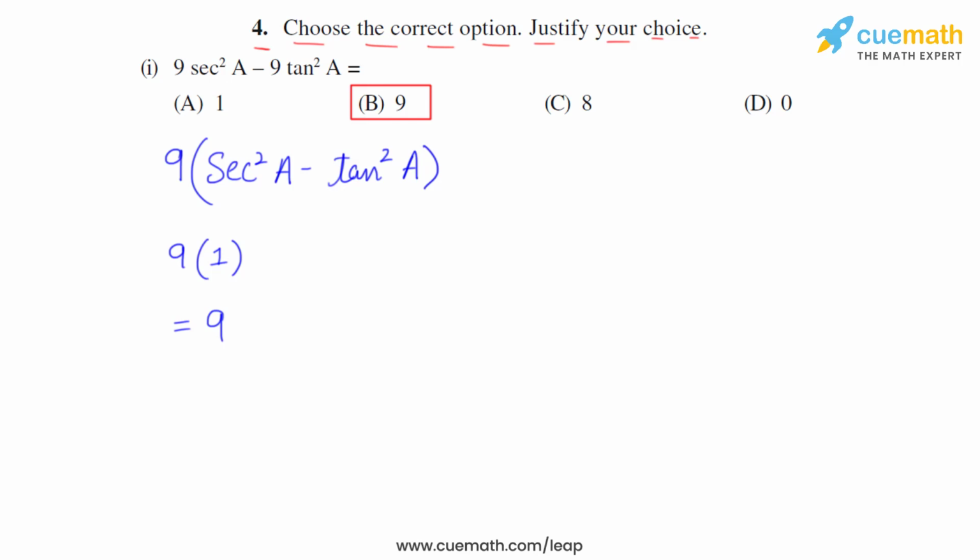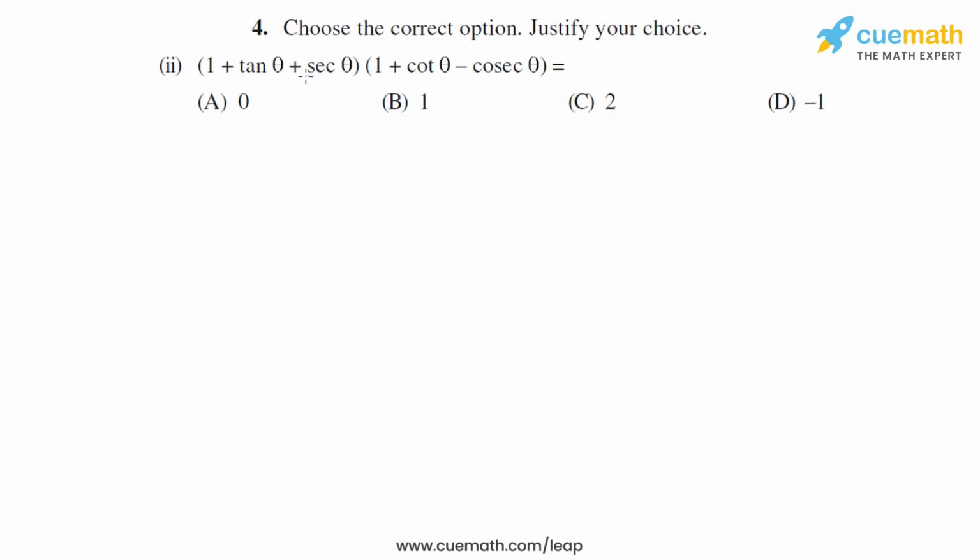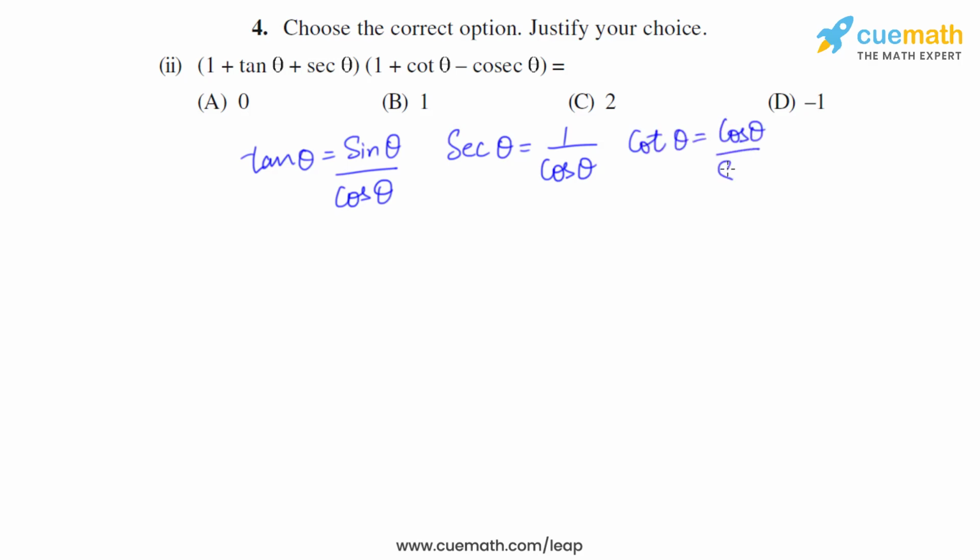Let's do the second part. Second part: 1 plus tan theta plus secant theta into 1 plus cot theta minus cosecant theta. So first of all, let's try to change every trigonometric ratio to sine and cos. So tan theta is equal to sine theta by cos theta, and secant theta is 1 by cos theta, and cot theta is cos theta by sine theta, and cosecant theta is 1 by sine theta.